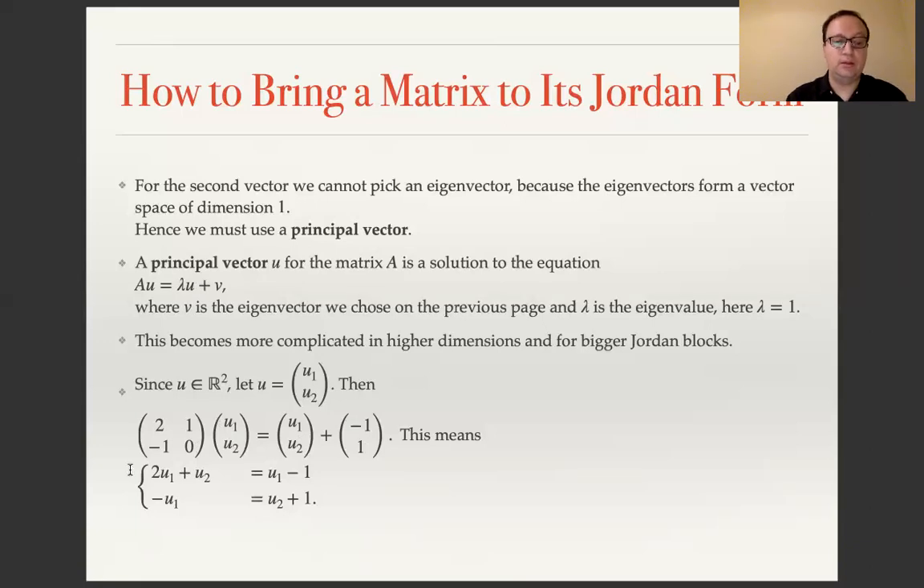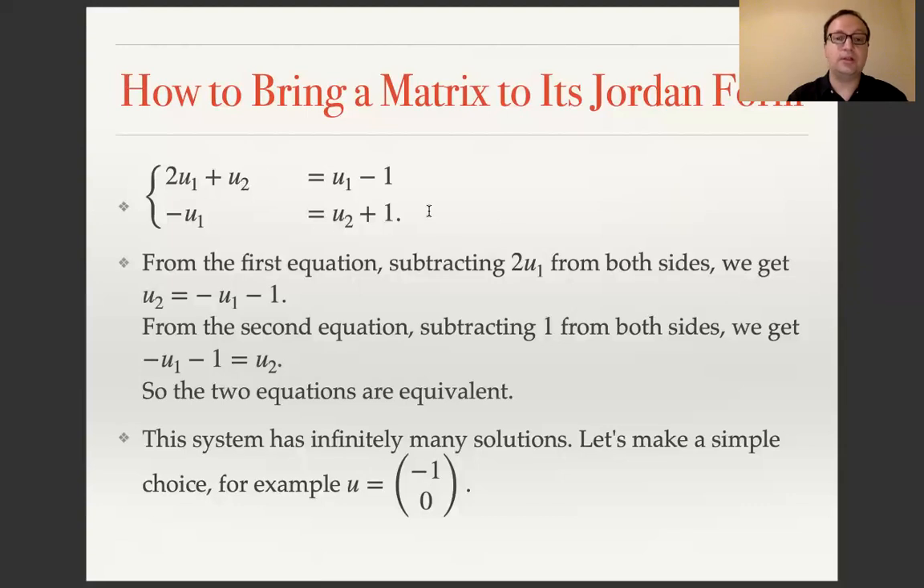And then if we carry out the matrix multiplication on the left and the addition of the vectors on the right, we get 2u1 plus u2 for the first component is equal to u1 minus 1 on the right hand side, and minus u1 for the second component is equal to u2 plus 1 on the right hand side. So now if everything was done correctly, then again, this system should have an infinity of solutions.